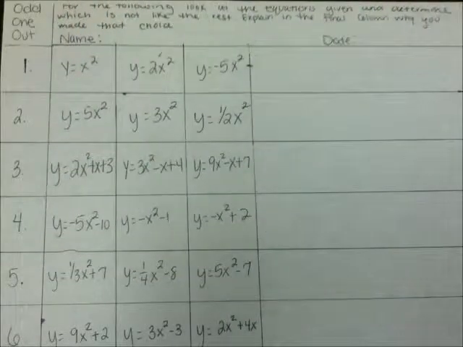We're going to do an activity called Odd One Out, okay? And I have a sheet here, and it has multiple problems on each row. Your job is to determine which one is the odd one out, okay? So there's 3 on each row. Which one is different? And then explain your reasoning. Why is it different? Okay?